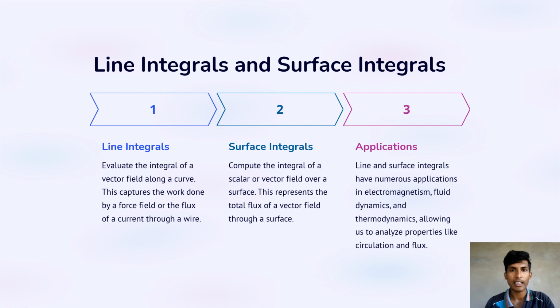Line integrals and surface integrals. Line integrals evaluate the integral of a vector field along a curve. This captures the work done by a force field or the flux of a current through a wire. Surface integrals compute the integral of a scalar or vector field over a surface. This represents the total flux of a vector field through a surface.